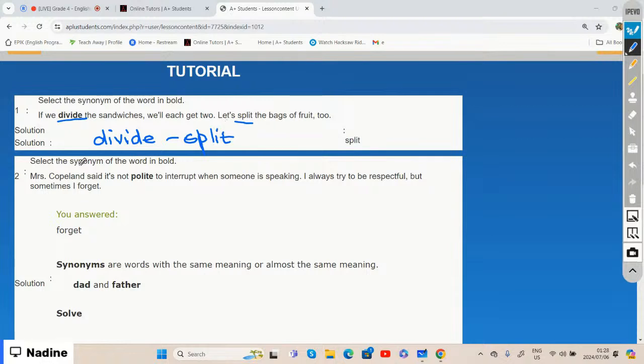Look at the next one. It says select the synonym of the word in bold, polite. It says Mrs. Copeland said it's not polite to interrupt when someone is speaking. I always try to be respectful, but sometimes I forget. We need to select the synonym of polite. What is the synonym of polite?